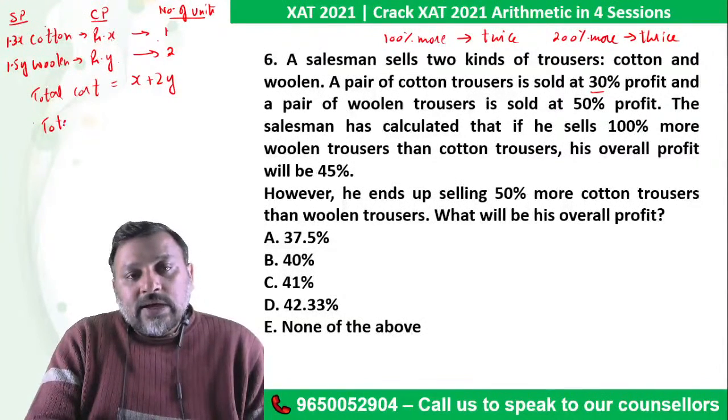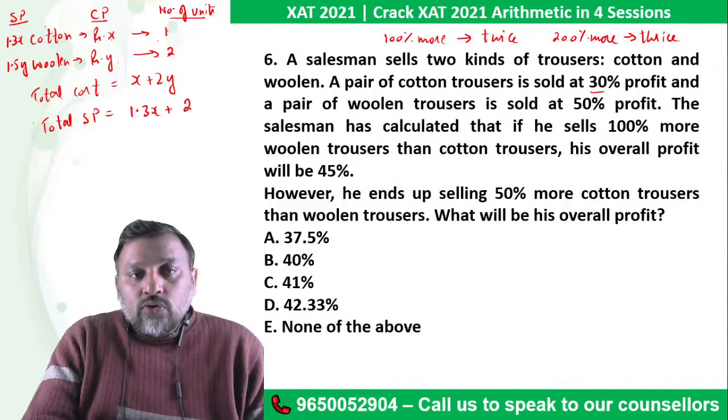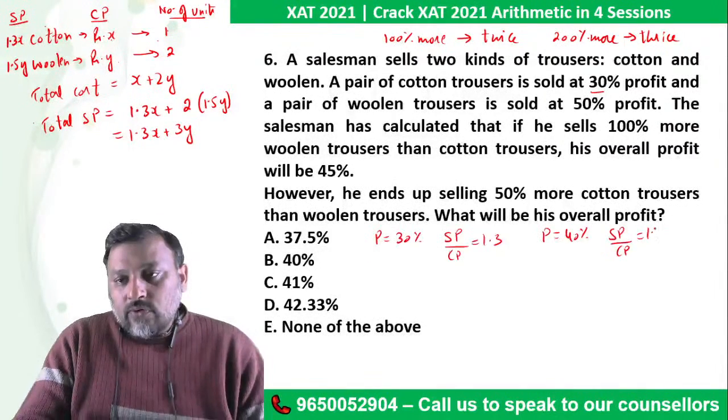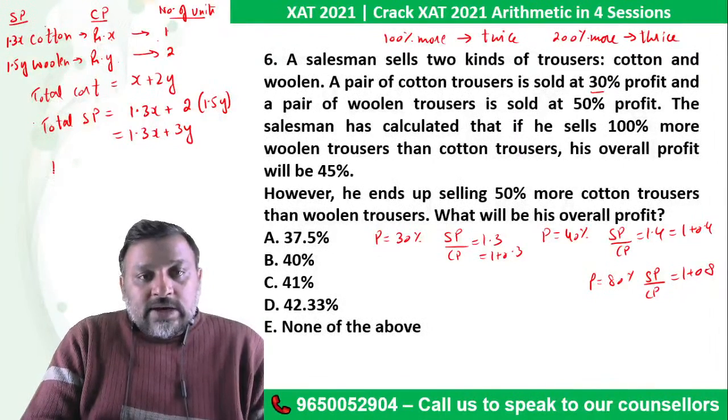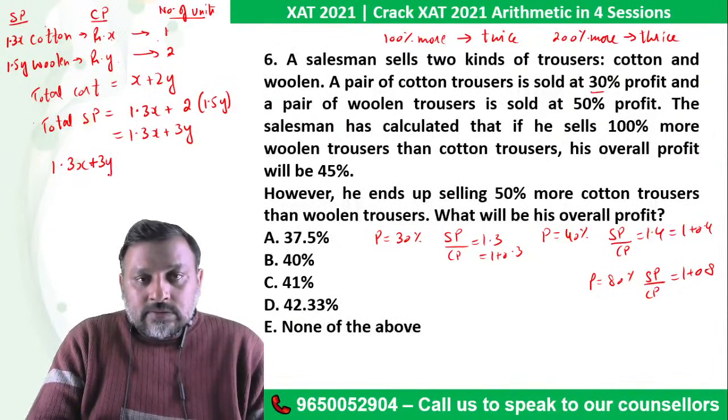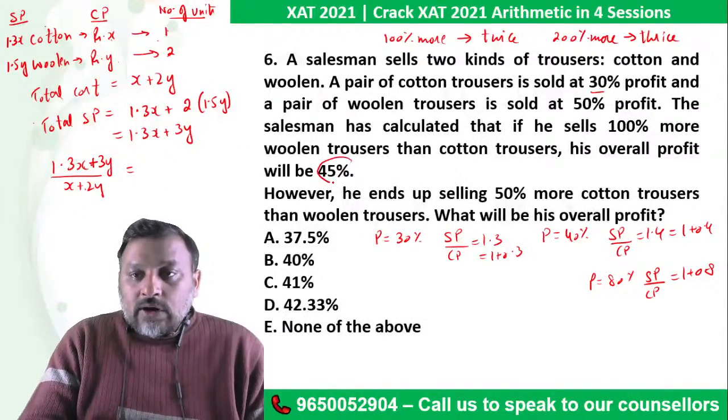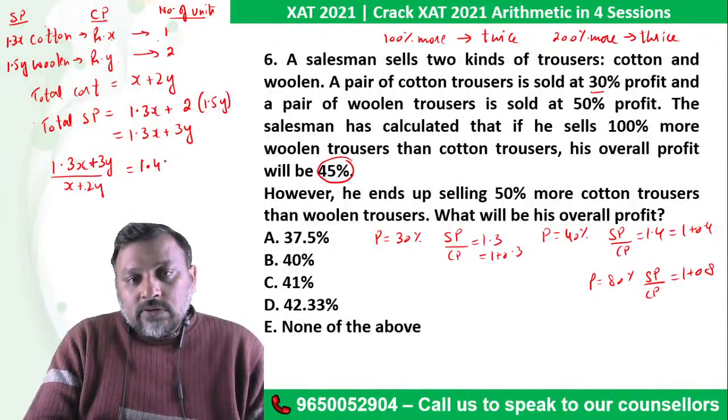So total selling price भी आपको पता है, total selling price is 1.3x plus 2 times of 1.5y, that is this 4. In case of 80% profit, SP by CP is 1.8. 1 plus 0.4, 1 plus 0.3. Okay, so total selling price आपको ये पता है. Total cost price is this, and SP by CP should be 45% overall profit would be this.